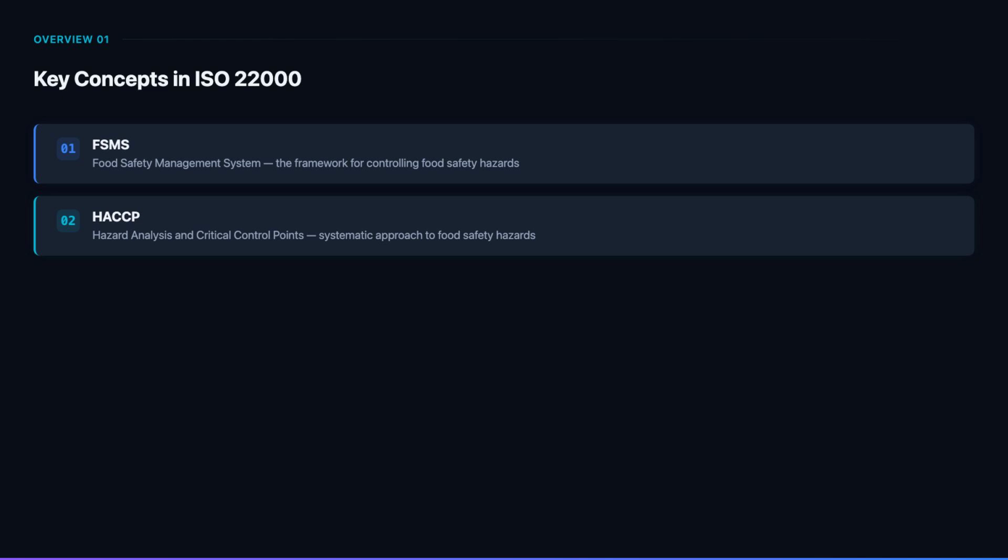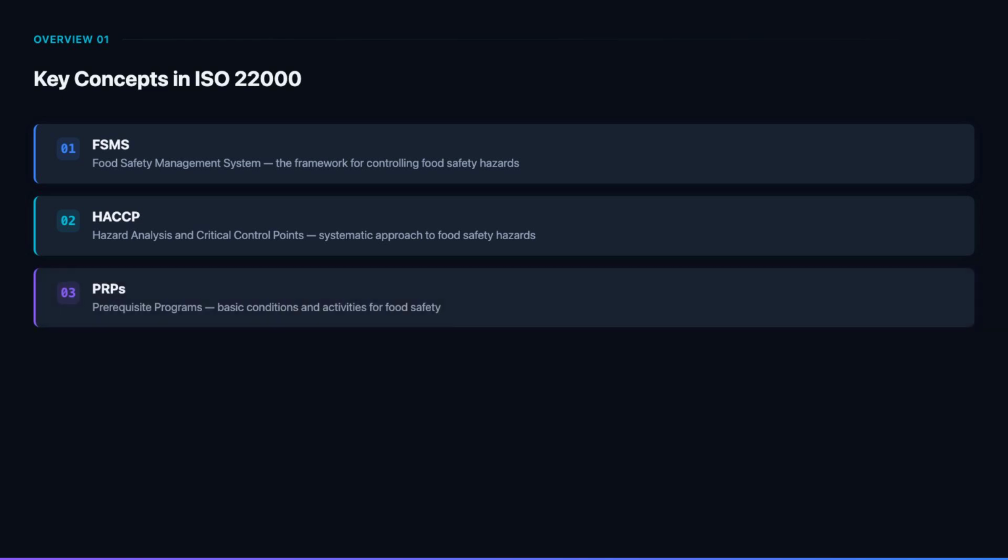ISO 22000 integrates HACCP principles into a broader management system, adding governance, resource management, and continual improvement around the core hazard analysis process. Prerequisite programs are the basic conditions and activities necessary to maintain a hygienic food processing environment. They include cleaning and sanitation, pest control, personnel hygiene, equipment maintenance, and supplier management. PRPs create the foundation on which HACCP controls are built.